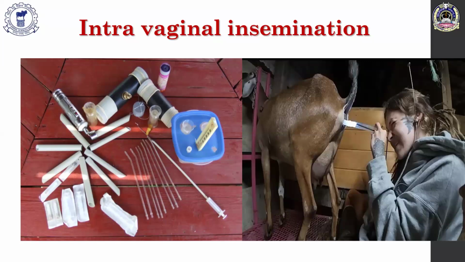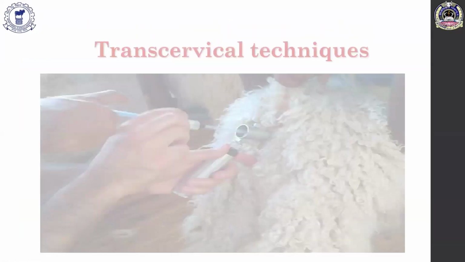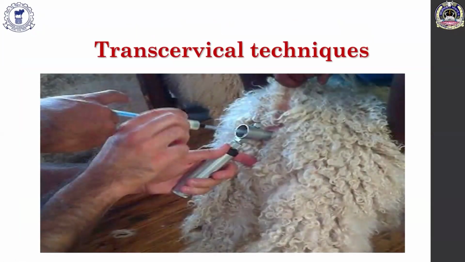In intravaginal insemination, we can see here this lady doing intravaginal insemination with the help of this AI gun. This is a normal and very popular method. Now let's talk about the transcervical technique.